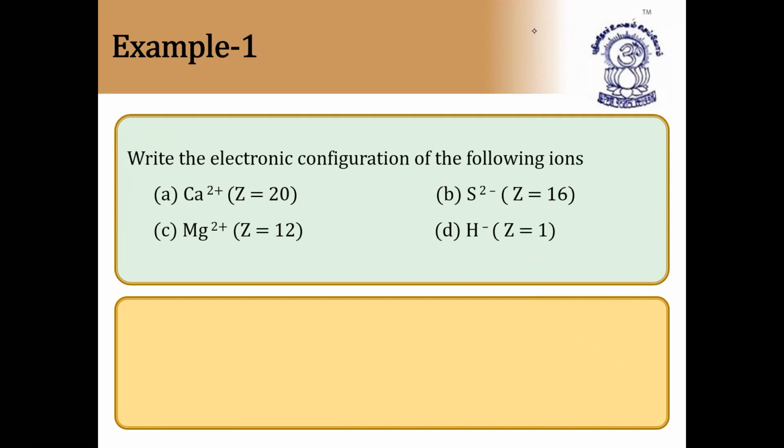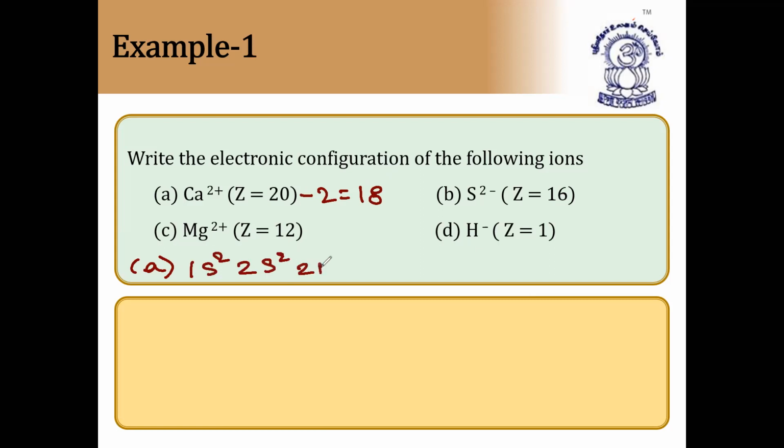Write the electronic configuration of the following ions: calcium, sulfur, magnesium, and H minus. See, Ca plus 2. Ca plus 2 means it has lost 2 electrons. So actually calcium atomic number is 20, means it has 20 protons, 20 electrons. But out of 20 electrons, 2 electrons have been lost. And the 2 electrons will be from 4s, not from 3d. So it should be for 18. You can write the configuration 1s2, 2s2, 2p6, 3s2, 3p6.